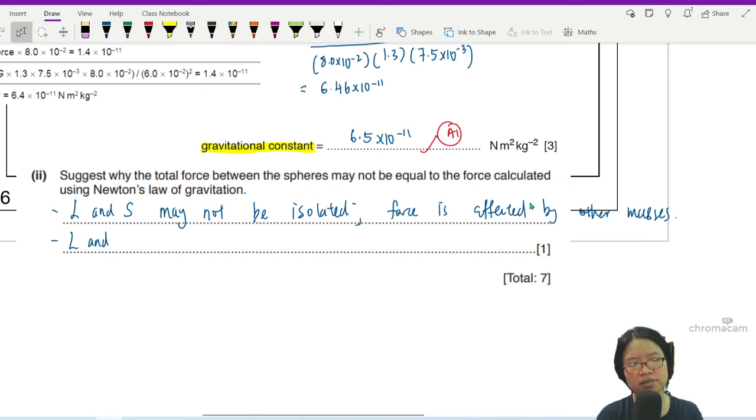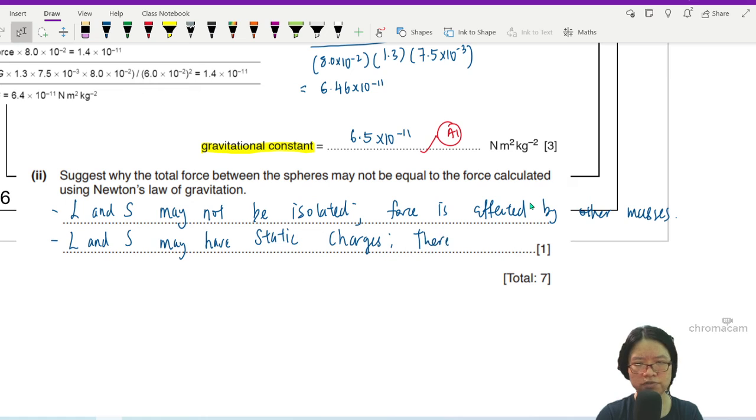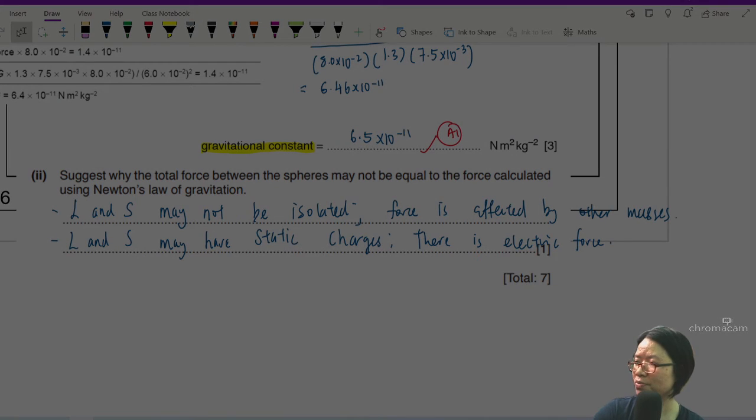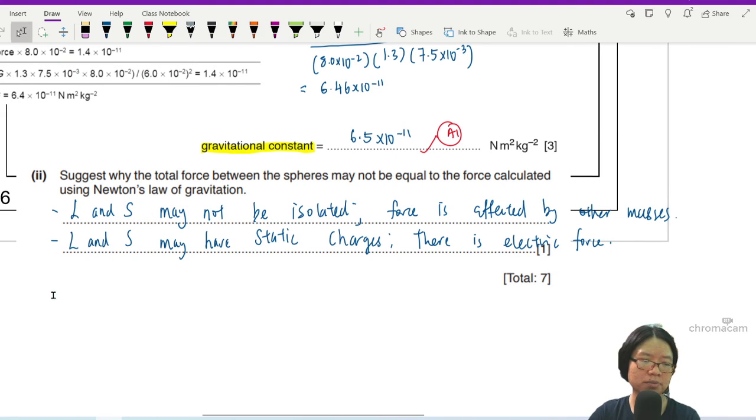you could say L and S may have static charges. So because of this, there is electric force. It's very hard for any of us to control electrons, okay? So how do you know that there are no electrons here? Don't know. Okay, so here are other acceptable answers. These are the easiest ones to think about.